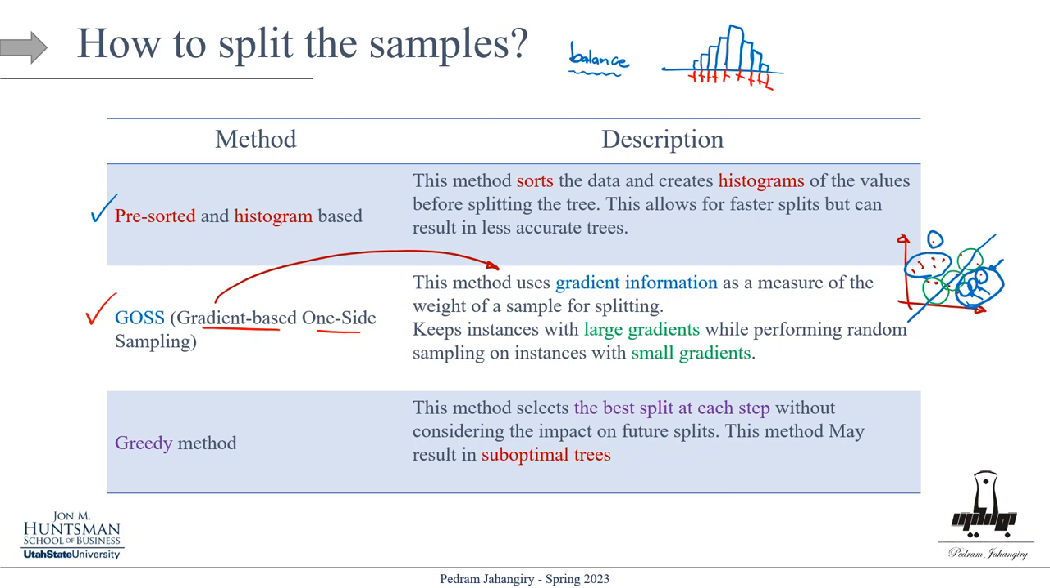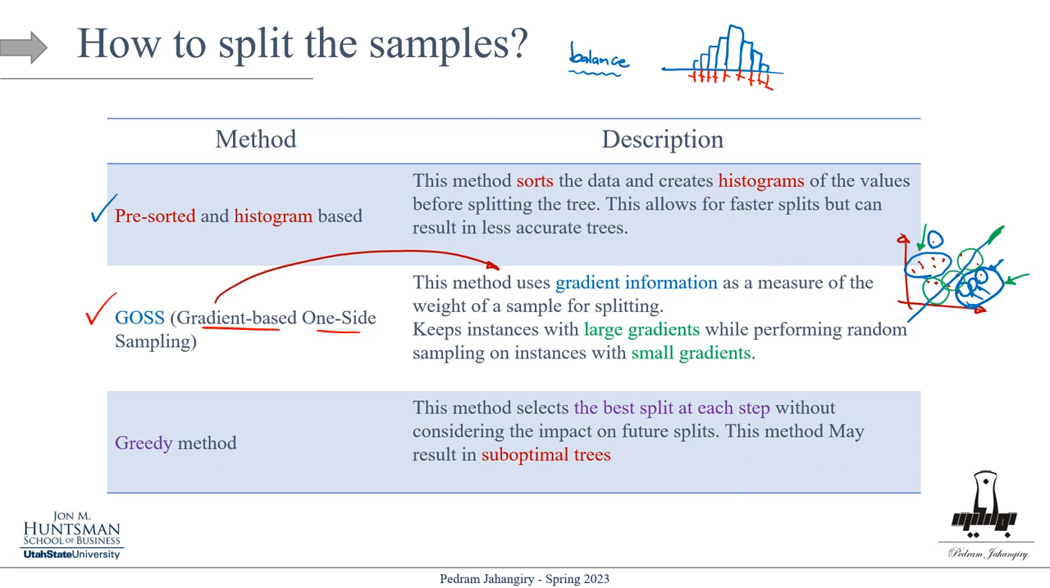But if a sample has a small gradient, this is great news, right? It means that this sample has already been well-trained. So maybe this is a classifier. These samples are going to have small gradients, and we are going to randomly select some observations from them. However, the ones that have high gradients, the algorithm needs to focus on them more, right? So that's the one-sided part.